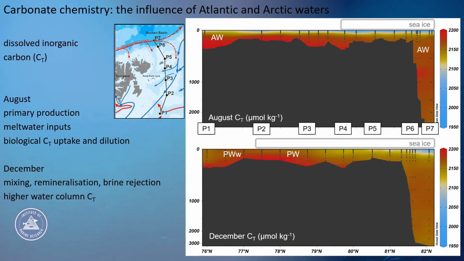The sea ice cover, coupled to upper ocean physics and seasonal processes, strongly influence the distribution of dissolved inorganic carbon. In August, primary production and biological carbon uptake reduced the concentration of dissolved inorganic carbon in the surface layer. Meltwater inputs from the retreating sea ice also act to reduce the concentration of dissolved inorganic carbon. In December, vertical mixing, remineralisation, and brine rejection from the forming sea ice enable the water column to become enriched in dissolved inorganic carbon.